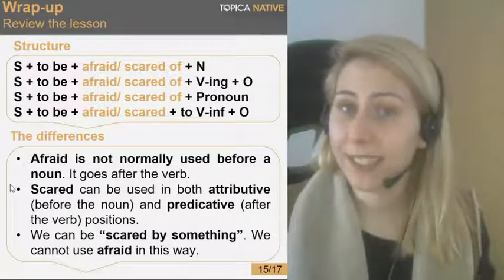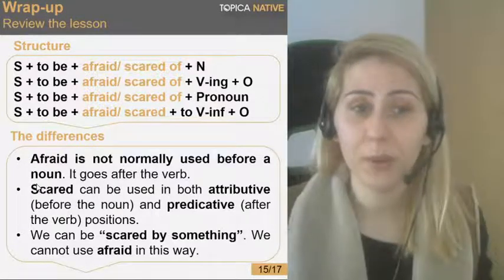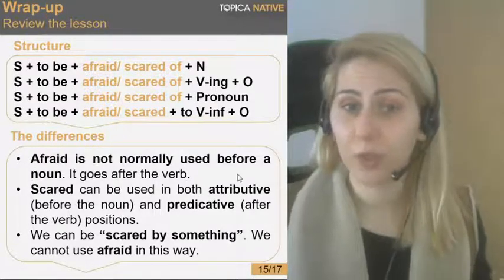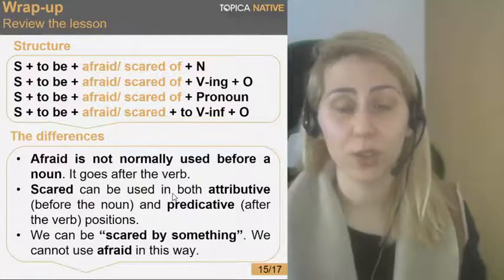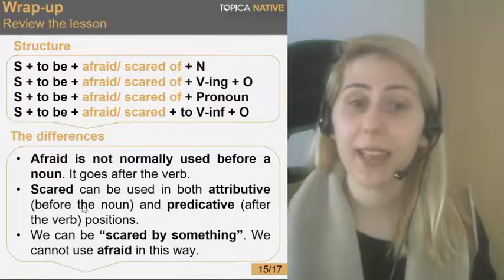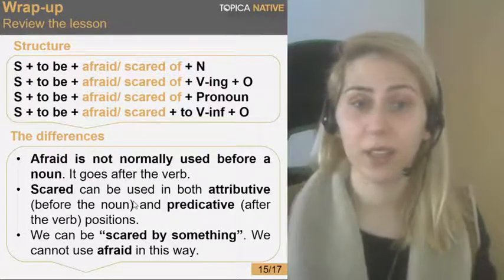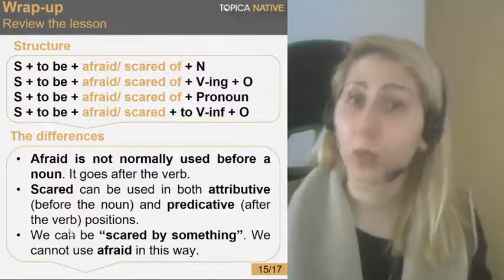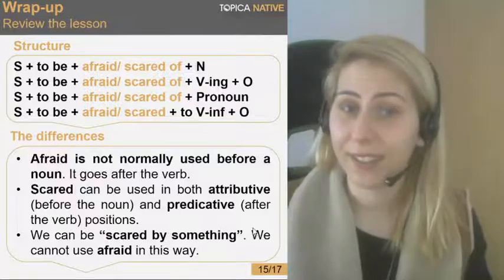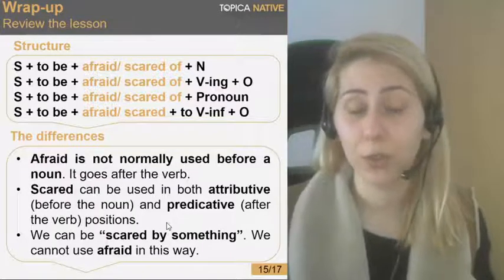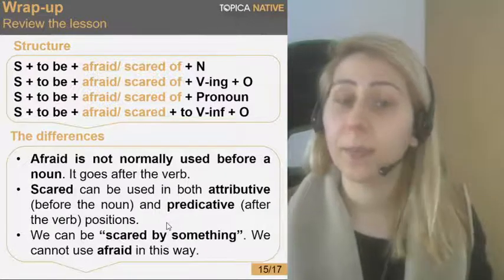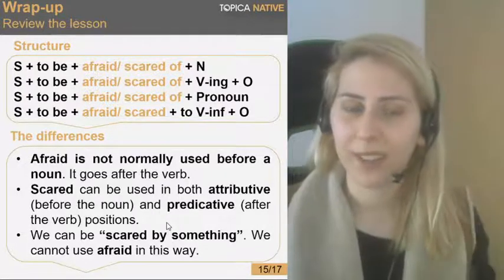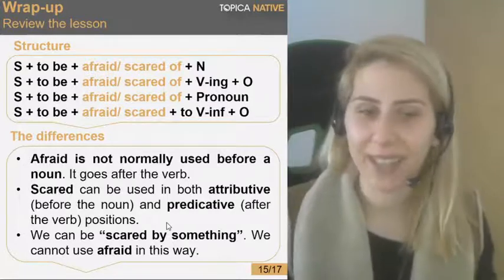Now the differences are quite important to remember. Afraid is not normally used before a noun. It goes after the verb. So usually we would put it after the verb. And scared can be used both attributively, before the noun, or predicatively, after the verb. So we have those 2 positions for afraid and scared of. But scared is multitasking. It can go both ways.